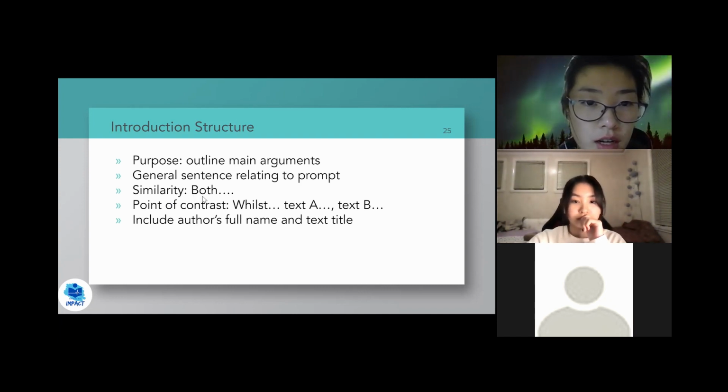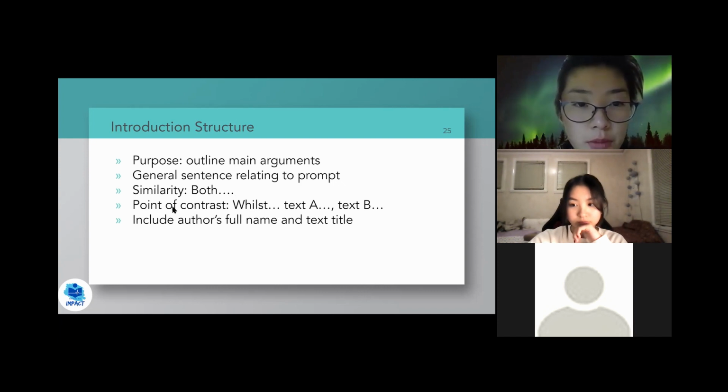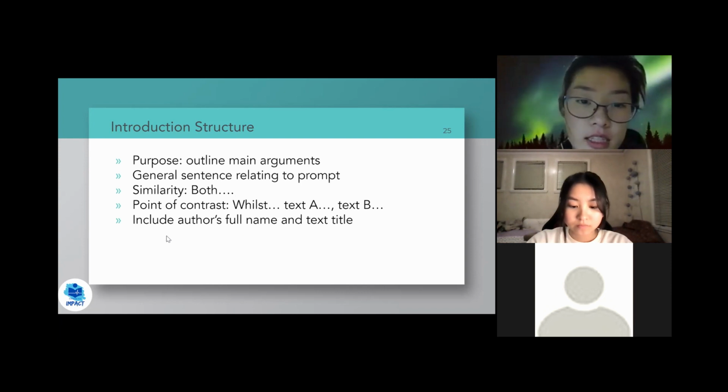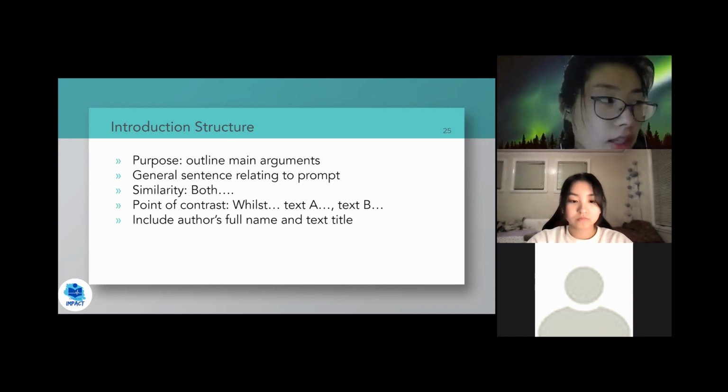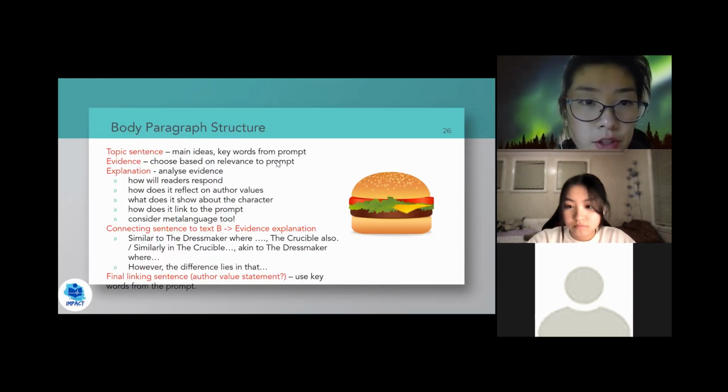We've got some sentence starters to note similarity, so "both texts..." And then we've got a point of contrast: "while text A does this, text B does this." And another checkbox for the introduction is to mention the author's full name and text title, and maybe also the form of the text as well, whether that's like a novel or a play. So we've got our body paragraph structure.